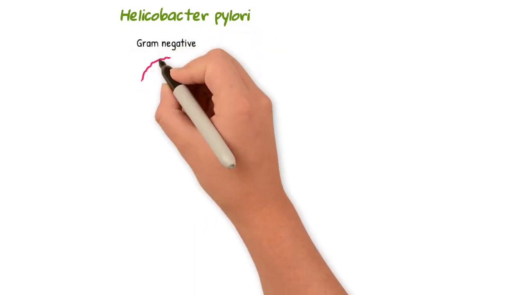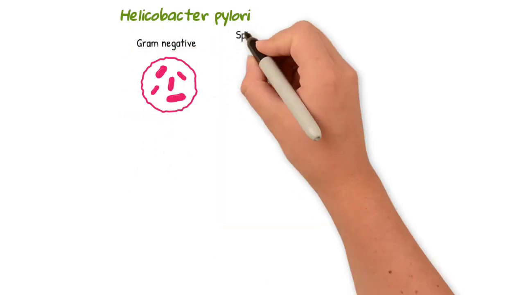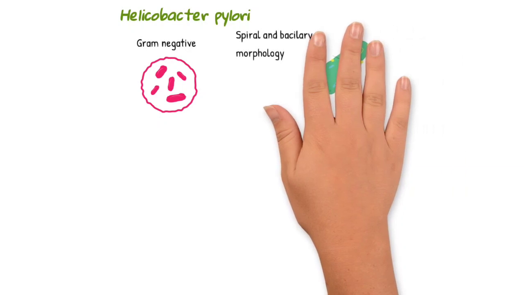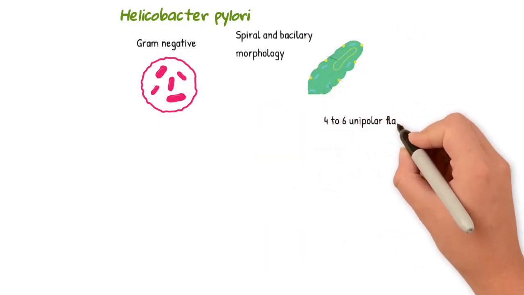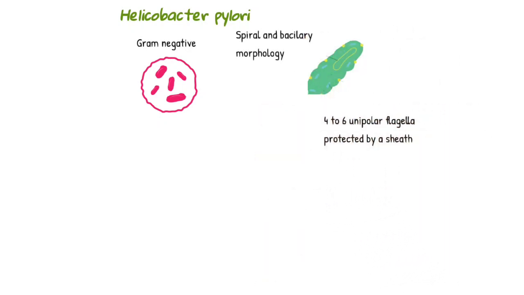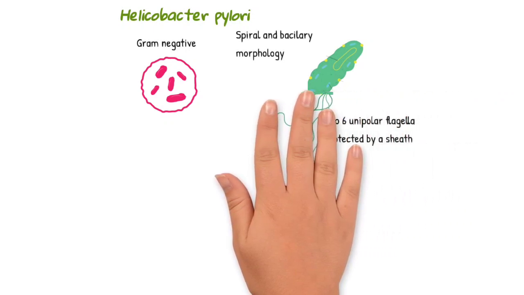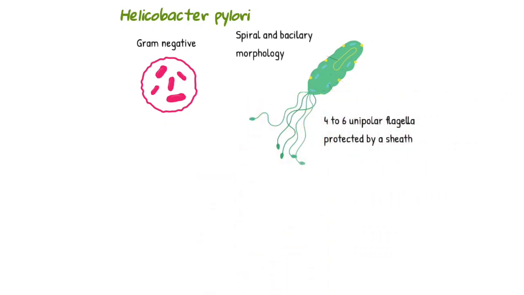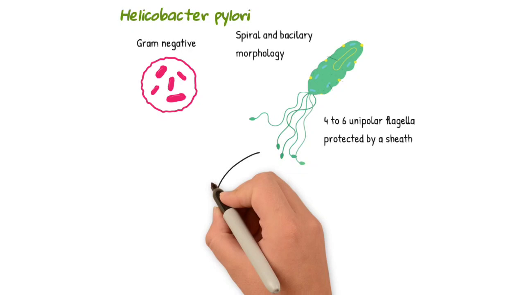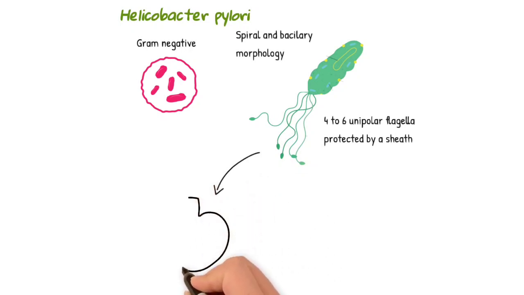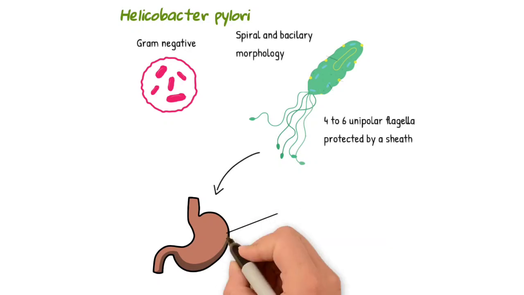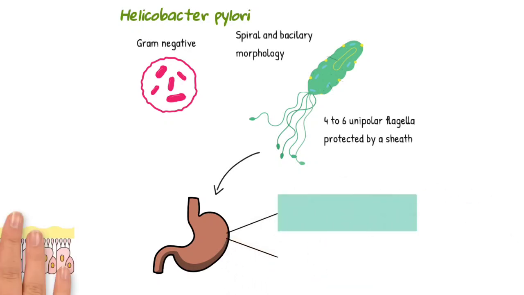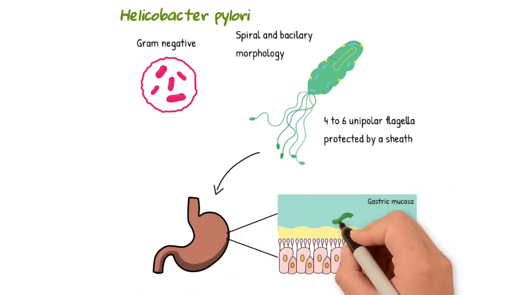Helicobacter pylori is a gram-negative bacterium with spiral and bacillary morphology, characterized by having 4 to 6 unipolar flagella. These flagella are protected by an extension of the outer membrane of the bacteria, acting like a sheath. Thanks to this, Helicobacter pylori can inhabit and colonize the human stomach, since its flagella are capable of resisting the attack of stomach acid and peristaltic movement.